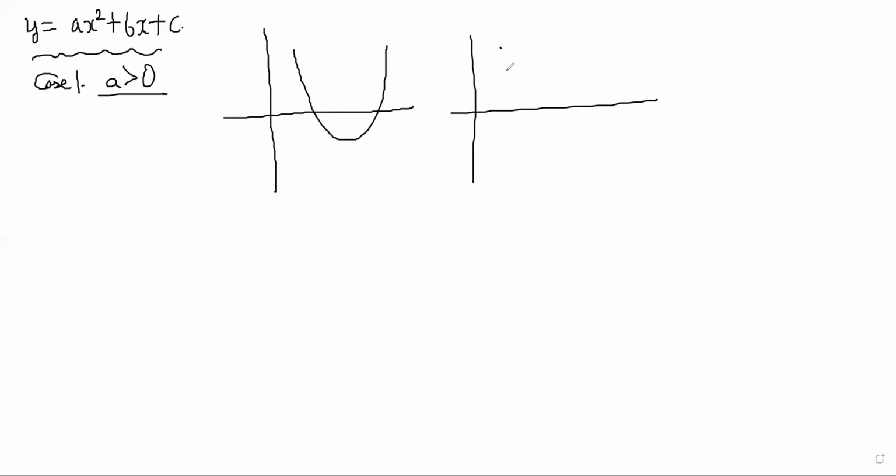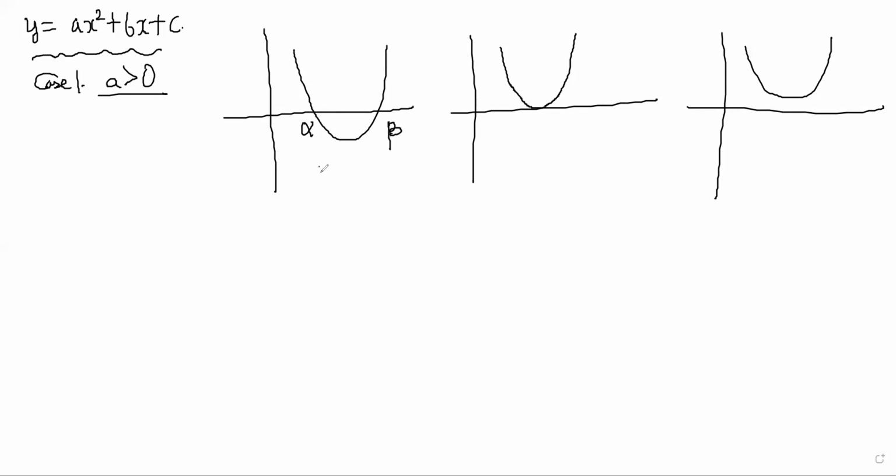If you try to draw the graph of this, you'll have two cases. Case one is when a is greater than 0. If a is greater than 0, the graph opens upwards. So in this case, the graph can be either like this, or like this, or like this. So what are these three cases symbolizing? Here you have two real and unequal roots, right? So this is the case when d is greater than 0, and a is greater than 0 always. This is also a is greater than 0. This is also a is greater than 0.